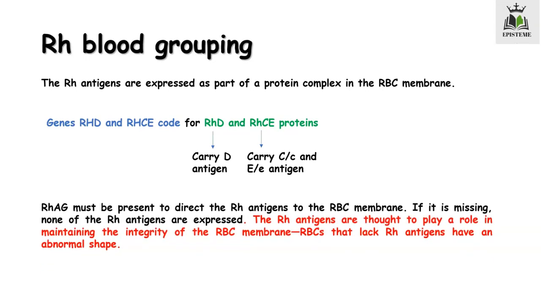We all have the RHAG protein in our body. This RHAG protein helps to transfer the RH antigens to the surface of the RBC membrane. In case these RH antigens, that means D, C, E, are not expressed, then the integrity of the RBC will not be maintained. So make sure to remember that RH antigens play a role in maintaining the integrity of the RBC membrane.